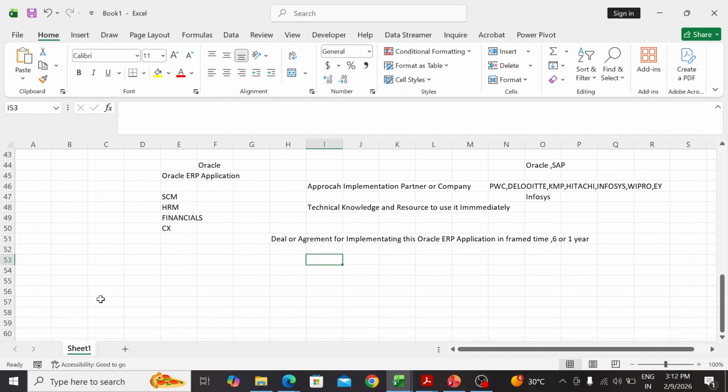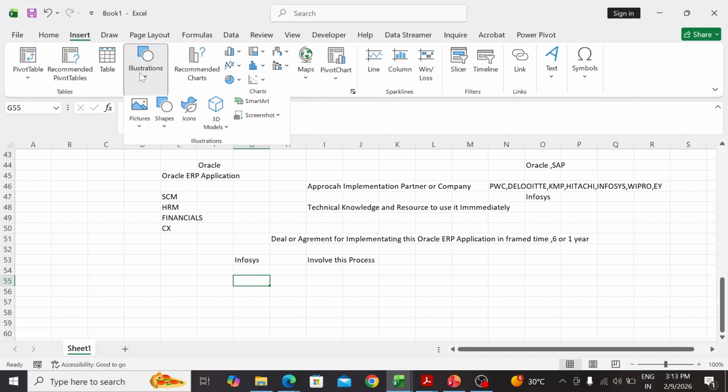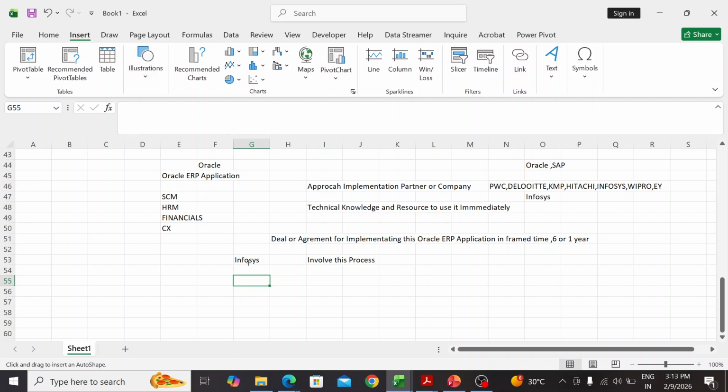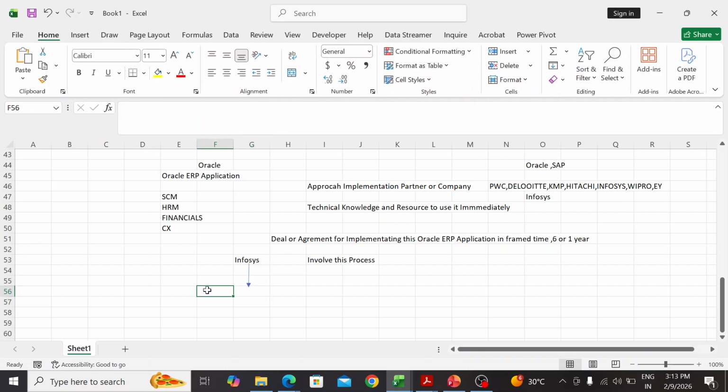So when it comes to our discussion, who are the persons involved in these teams? Who will be involved in this process? Say for example, Infosys. Infosys is the implementing partner or implementing company. So Infosys will have the contract with Tata Motors. In that agreement, they will frame a PMO.